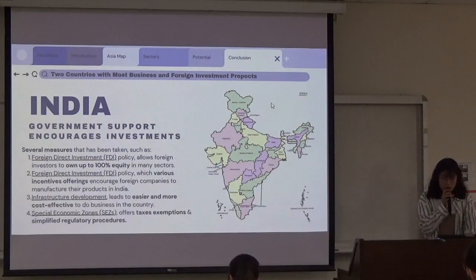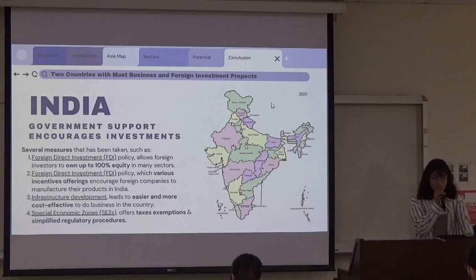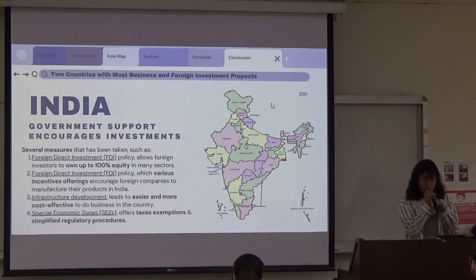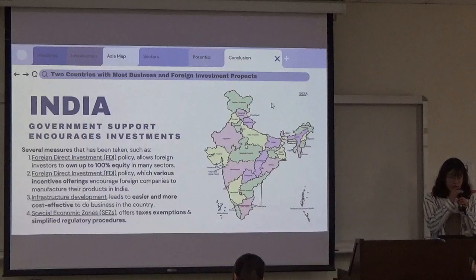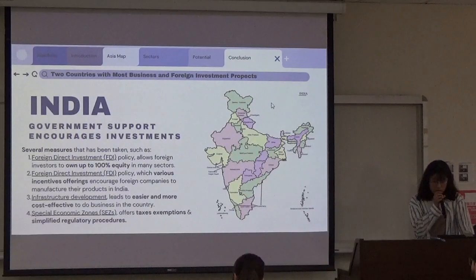And the third one is that India's government encourages foreign investment. There are several measures we've gone through, but there are four we're going to talk about. And the first one is the FDI policy.